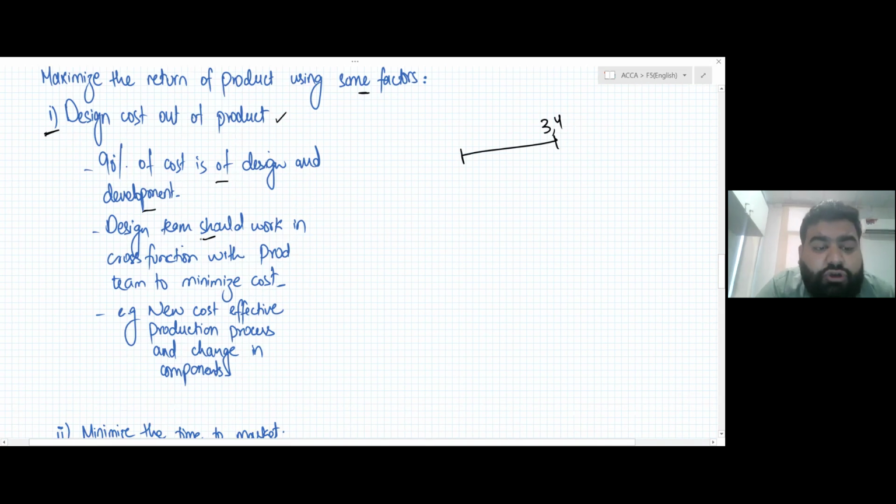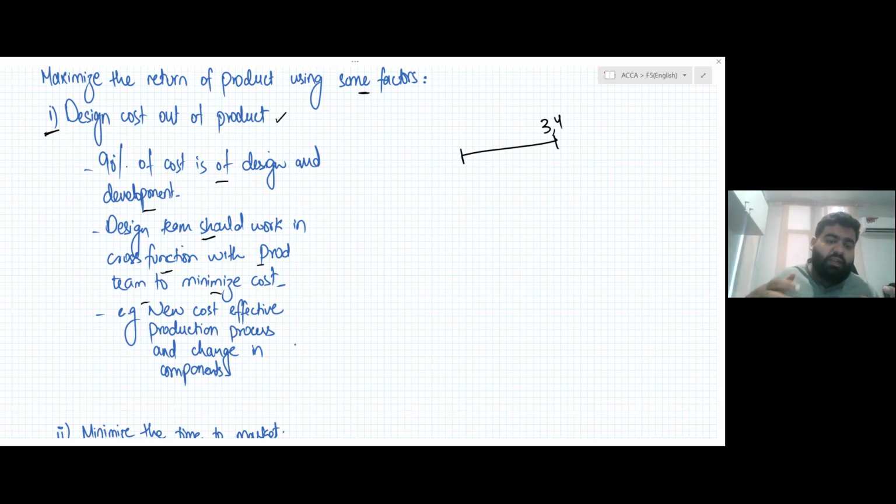See, the design team should work cross-functionally with the production team to minimize cost. How? The design team is making some designs, and the production manager is not seeing it. The design team works individually and then sends the model to production saying you have to make that. After that, the production manager says, oh, we can't make this design, it will cost us a lot, it will require skilled labor, and the market will not accept the selling price we will charge.